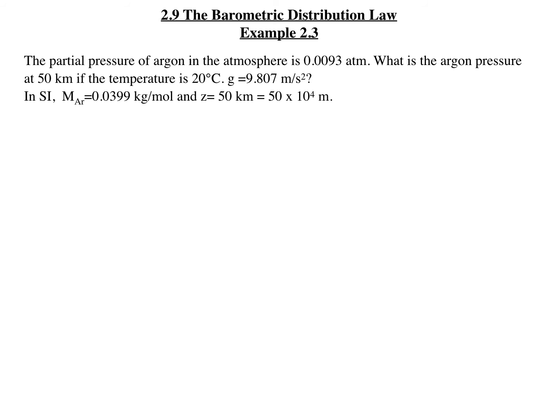In this second slide, we're going to look at example 2.3, section 2.9. The partial pressure of argon in the atmosphere is given, 0.0093 atmospheres. What is the pressure of argon at a height of 50 kilometers at 20 degrees centigrade? Acceleration due to gravity g is given to us. So first we convert into SI units. I have shown that here.